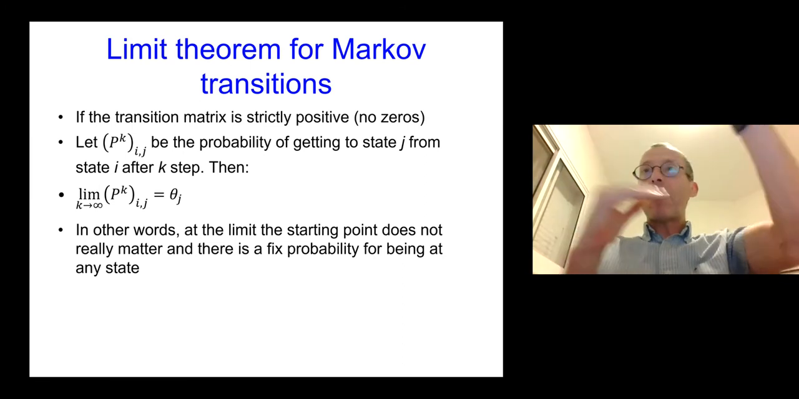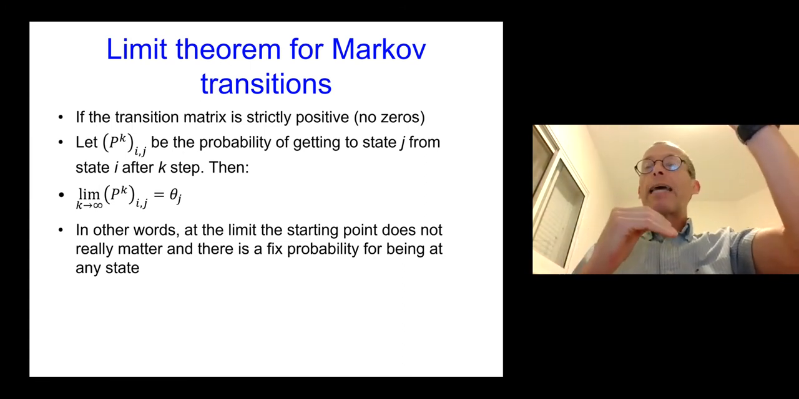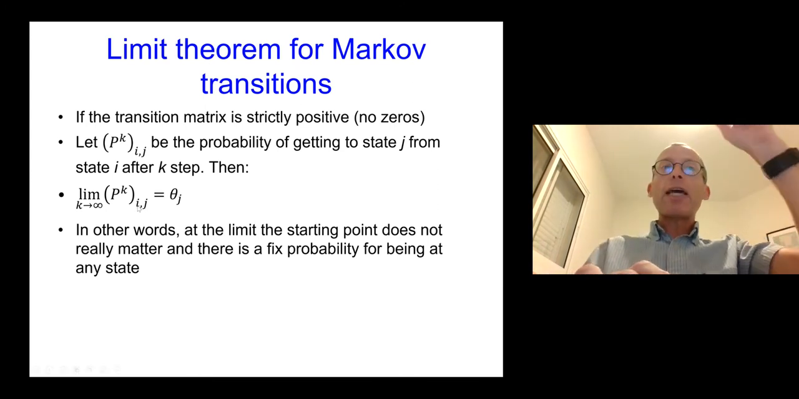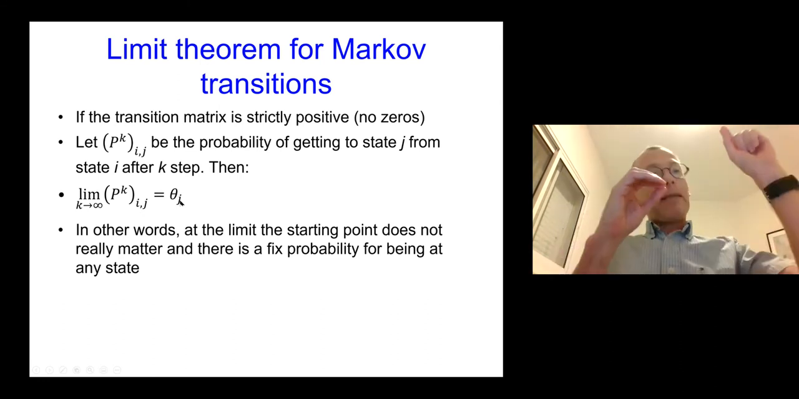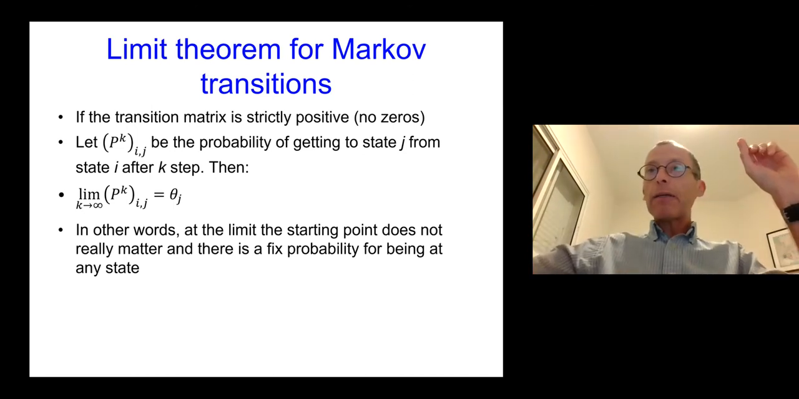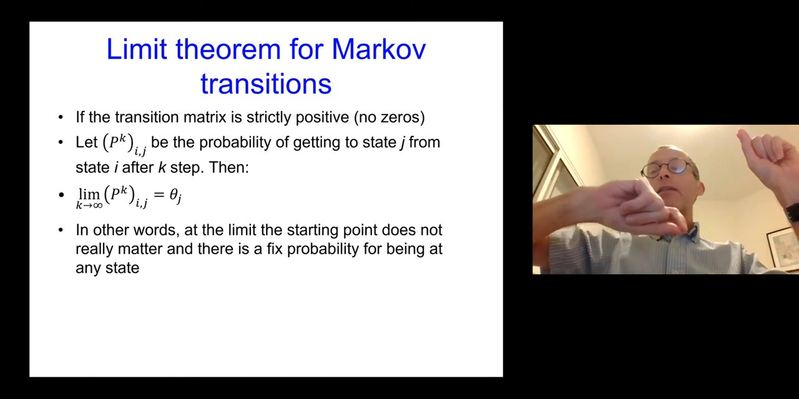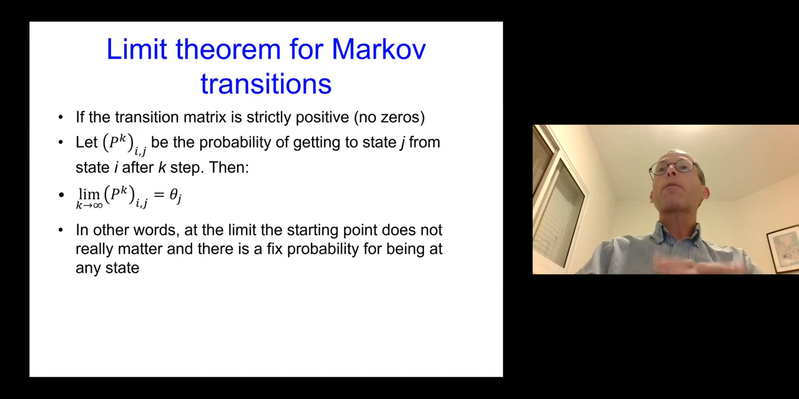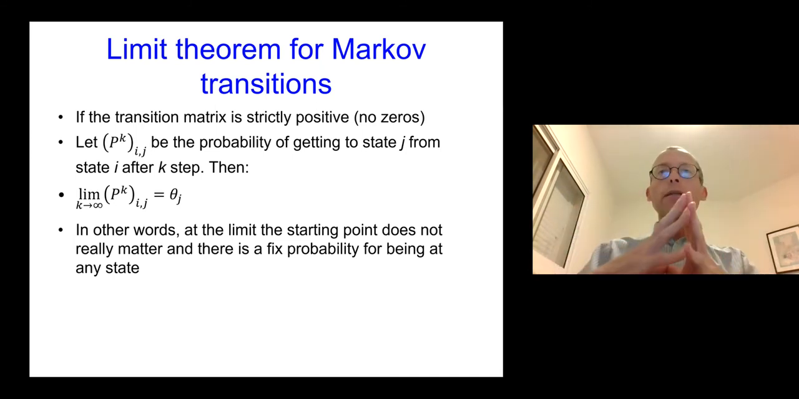So basically you get a vector where you expect it to be a probability for each of the states, and it doesn't matter where you start. So if this is I, if this is J, it doesn't matter, right? This is just a function of J. So if I'm at state I and I take infinitely many steps, then the probability that I will end up in any of the other states is independent of where I started. This is a property of a Markov model. Sometimes it's useful, sometimes it's not, but I do want to mention it.